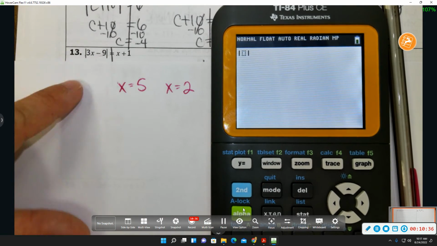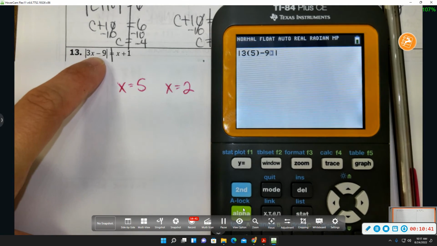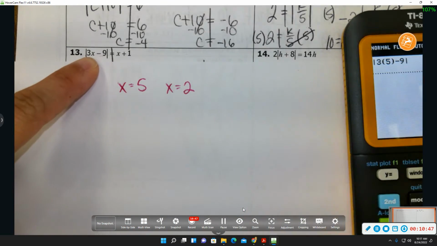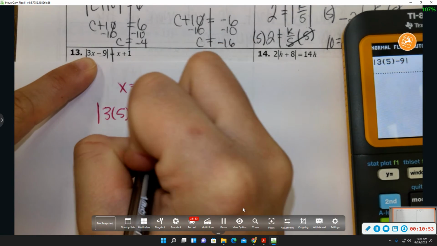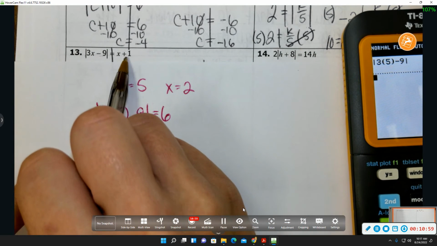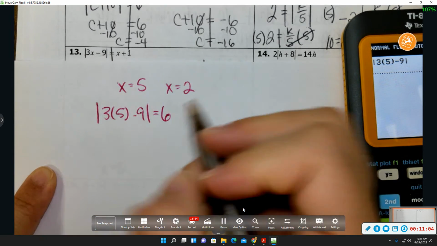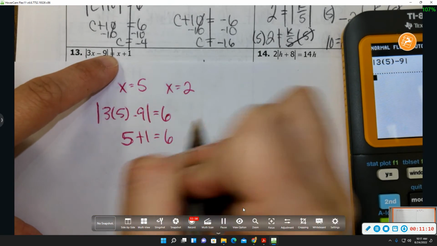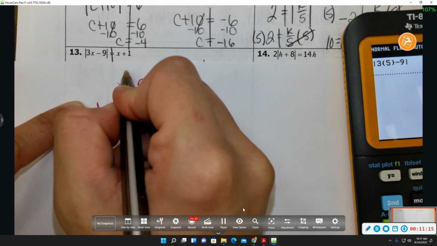The absolute value of 3, it says x, so I put 5, minus 9. So this matches the left side. I got the absolute value of 3 times 5 minus 9, and that gave me 6. So I plugged it into the left. Now I have to plug it into the right. I'm going to take that 5 again: x plus 1, what is our x? It's 5. So 5 plus 1 gave me 6. They both gave me the same answer, so yes, this one works.